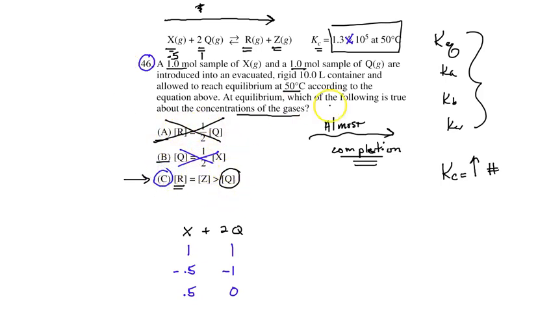These would make more sense if it went totally to completion, but it didn't. It's favoring the products, but not completely. This would have to go approaching infinity. It's big, but there's still some of these here, so these aren't completely right. This is the best answer.